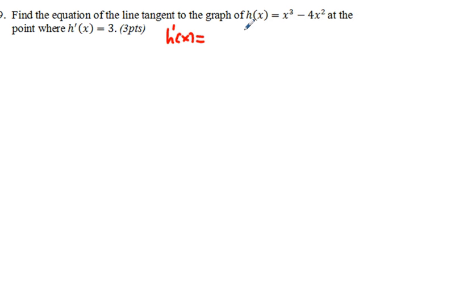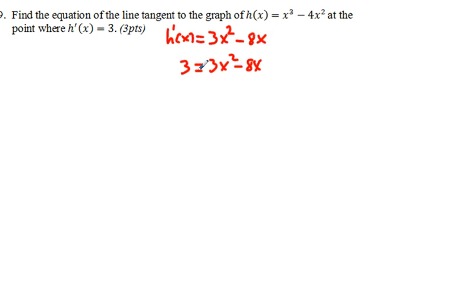is going to be equal to 3x squared minus 2 times 4 will be 8x. And we're trying to find the equation of the line tangent where h prime of x equals 3. So we set h prime of x equal to 3. So we say 3 equals 3x squared minus 8x.